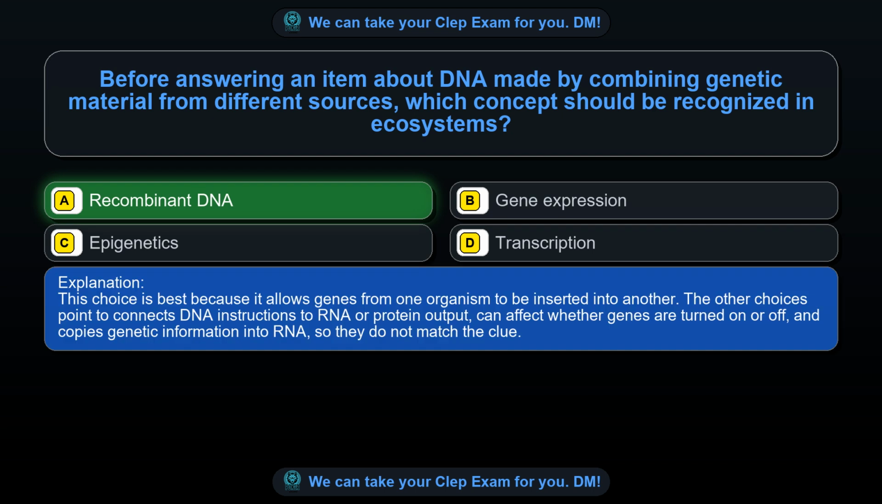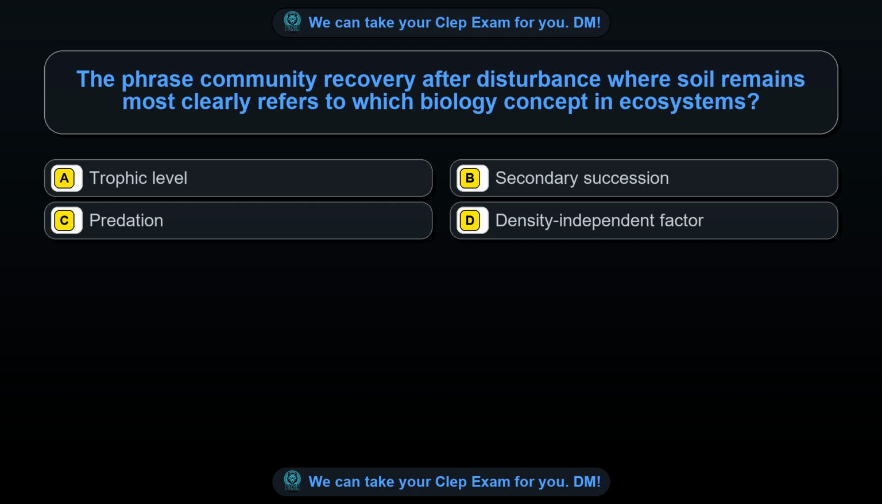This choice is best because it allows genes from one organism to be inserted into another. The other choices point to connects DNA instructions to RNA or protein output, can affect whether genes are turned on or off, and copies genetic information into RNA, so they do not match the clue. Question 71. The phrase community recovery after disturbance where soil remains most clearly refers to which biology concept in ecosystems? Option A, trophic level. Option B, secondary succession. Option C, predation. Option D, density-independent factor. The correct answer is option B, secondary succession.